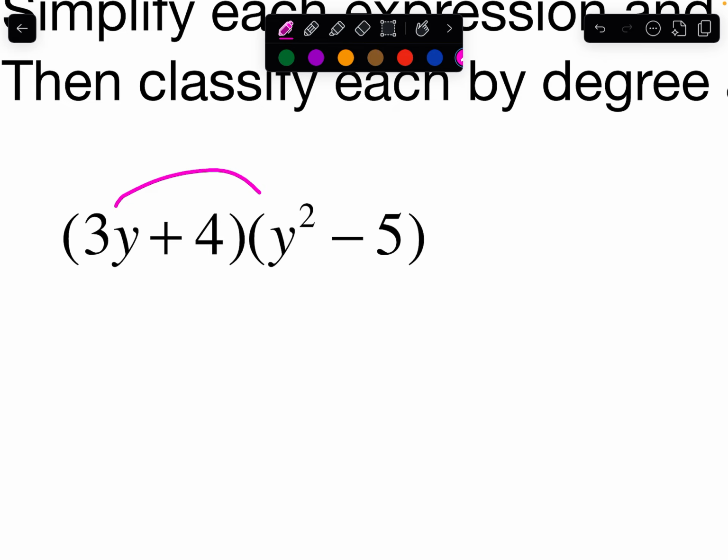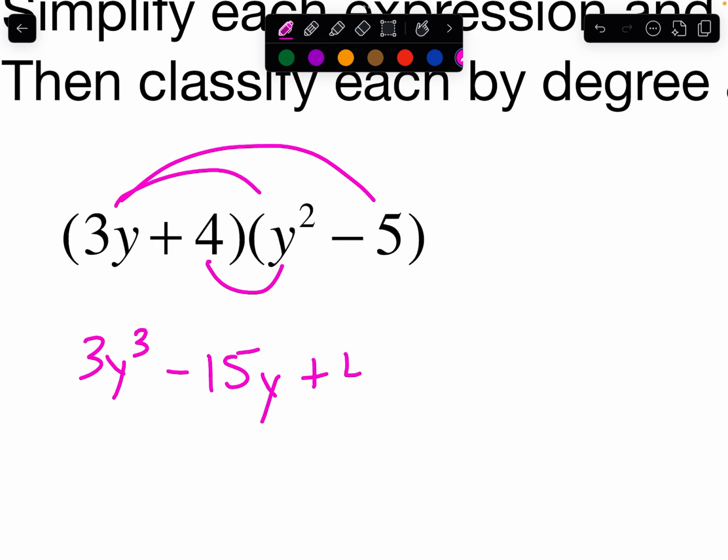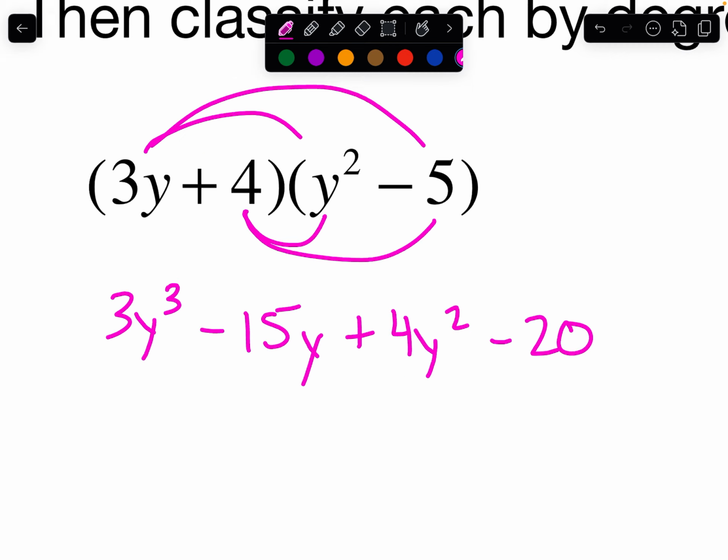So 3y times y squared gives 3y cubed. 3y times minus 5, that's minus 15y. Now the insides, 4 times y squared is 4y squared. The last, 4 times negative 5, gives negative 20. Now that I've done the multiplication, those parentheses go away, and I can rearrange these terms and combine any like terms we might have. We actually don't have any like terms here, but we have to rearrange to put our exponents in order from biggest to smallest.